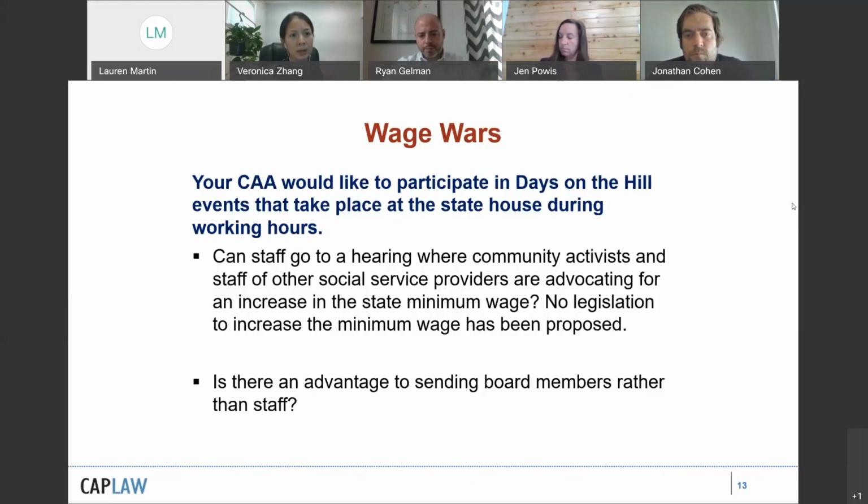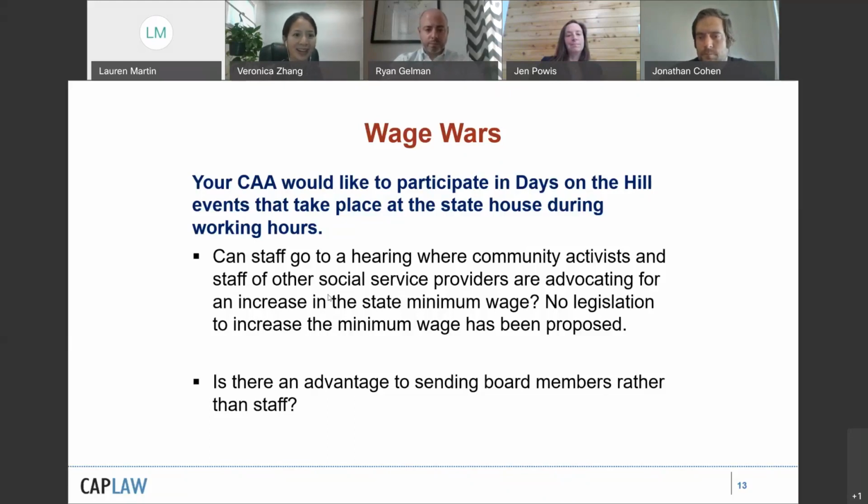And so if you're concerned that this hearing could be seen as lobbying and subject to the lobbying rules that we've talked about, you have two choices here. One is you could continue to do that and send staff there, but just do it using unrestricted and non-federal funds. That could be a very effective way to have your CAA behind this push to increase the state minimum wage. Or if you don't have unrestricted funds, you could consider some of the other ways of lobbying that we talked about, and that includes sending board members rather than staff to this Days on the Hill event, so long as the CAA is not reimbursing the board members for their expenses.